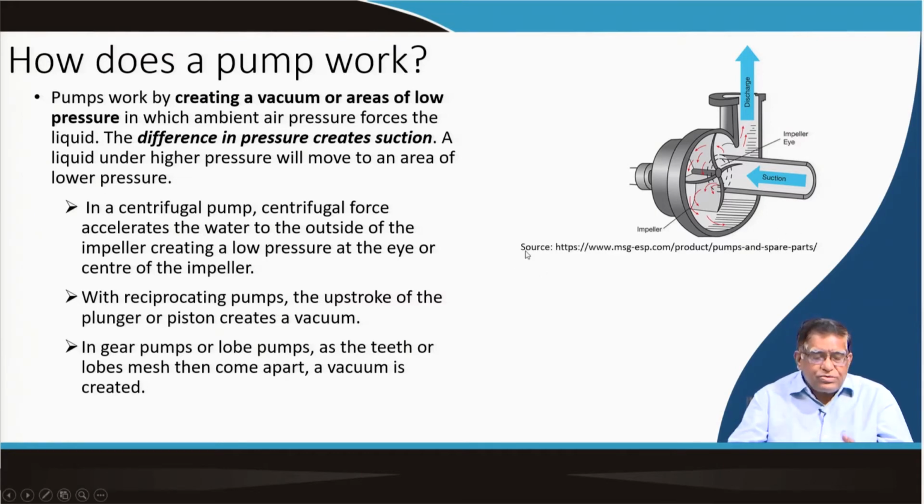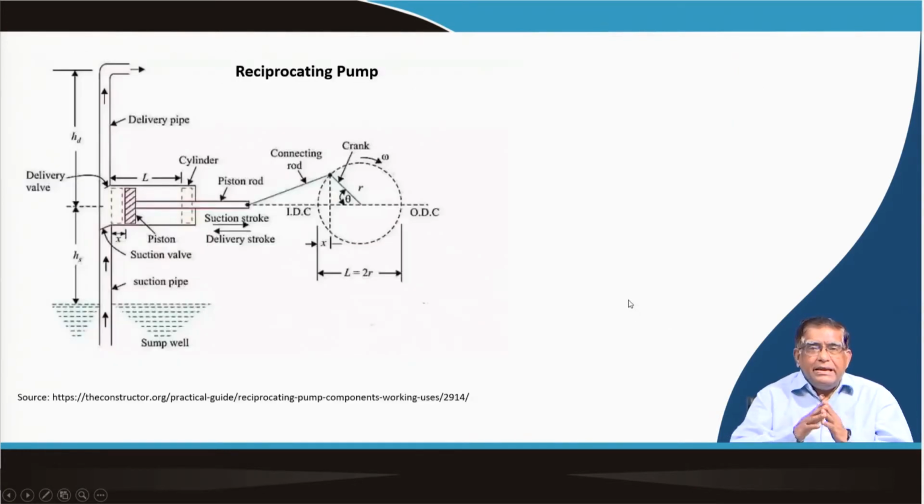Now, there are other pumps, such as the reciprocating pump or gear pump, which work differently. In a reciprocating pump, if we have a sump and a well, we take the water from there through this reciprocating system. To give the reciprocating motion, we have a crank mechanism. When this crank rotates with a speed of omega, the connecting rod makes a to and fro motion. That motion is given to a piston rod, and there are two valves, one suction valve and one delivery valve.